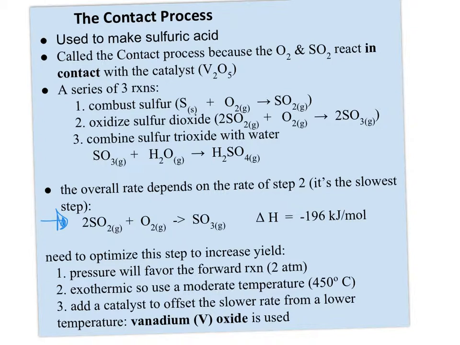Well, again, it's an exothermic reaction. You go from 3 moles of gas to just 1 mole of gas. So pressure will favor your forward reaction. You'll want to use a moderate temperature again so that you don't give up the entire rate for yield and you don't give up the entire yield for rate, so you kind of meet in the middle on that. And then you use a catalyst to offset that slower rate from using a lower than desired temperature.